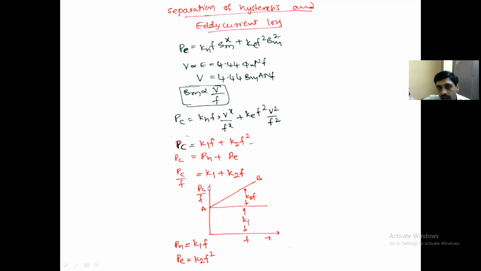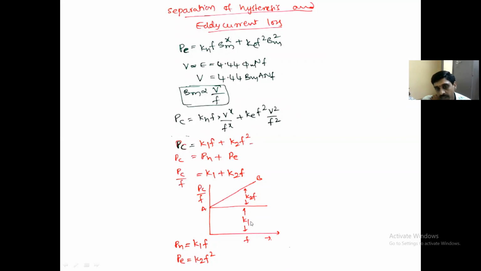That means if you draw a graph between PC by F versus F, PC is the wattmeter reading, F is a variable frequency. Then this constant part is K1, and this slope, if you calculate, that means this vertical length, is K2F. So from this, you will get K1, K2 values. Once K1, K2 values are obtained, you can calculate hysteresis loss and eddy current loss.